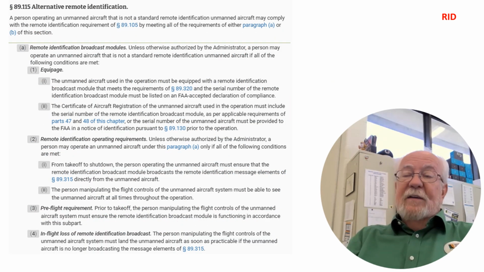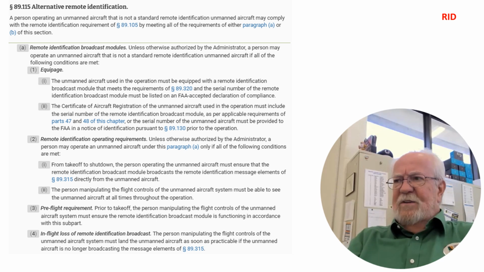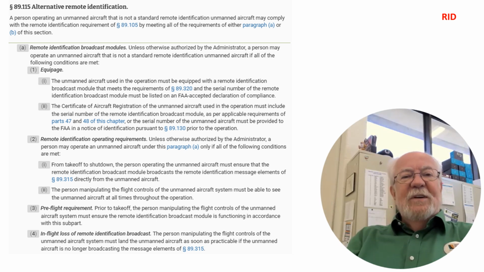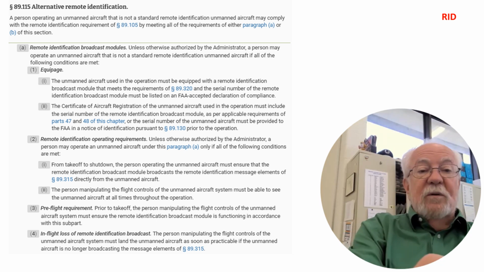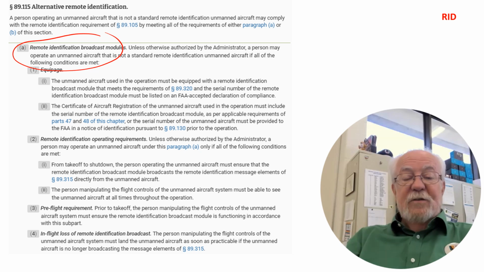89.115 addresses the fact that you might have a very old drone, or you might have made your own drone. I just bought a bunch of parts. They're easy to find. Find the parts, put one together, make your own drone. Fine. You still need to have a remote ID. It's called a remote identification broadcast module. That's something you Velcro or strap to the side of your drone. It does the same thing.